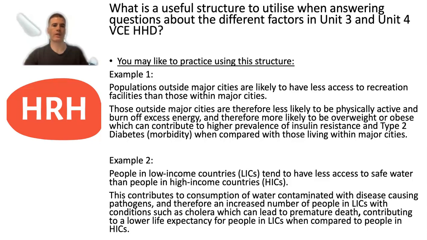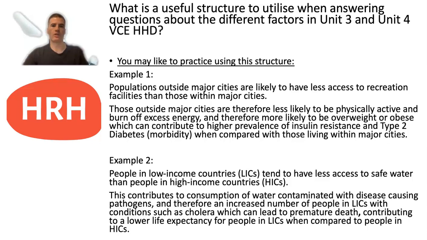In the first one here, I'm looking at the population group of those outside major cities compared to those within, and the factor is an environmental factor, so access to recreation facilities. I think the first sentence should always be whatever the difference is for that factor, between the groups that you're looking at. So you can see in example 1, I've got: populations outside major cities are likely to have less access to recreation facilities than those within major cities, full stop. And so that's the first sentence.